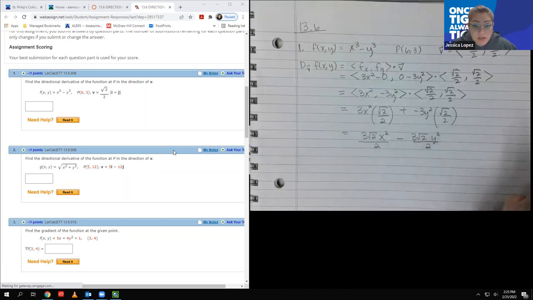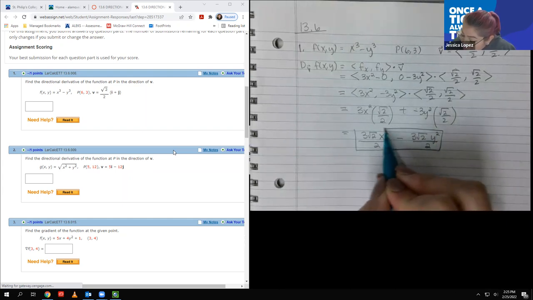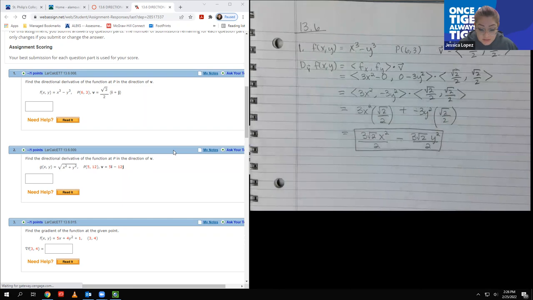Unfortunately, I cannot combine that. They're not like terms. So this is the answer. As weird and as ugly as it looks, it just is the answer. But I'm not done yet, because if I'm going to do this at the specific point, then I do need to plug in those point values.